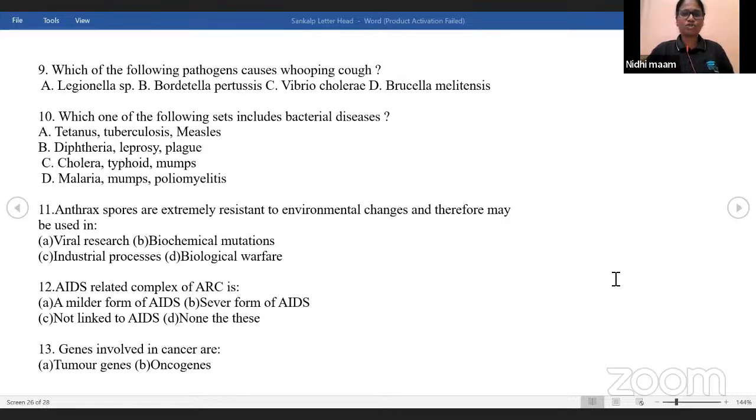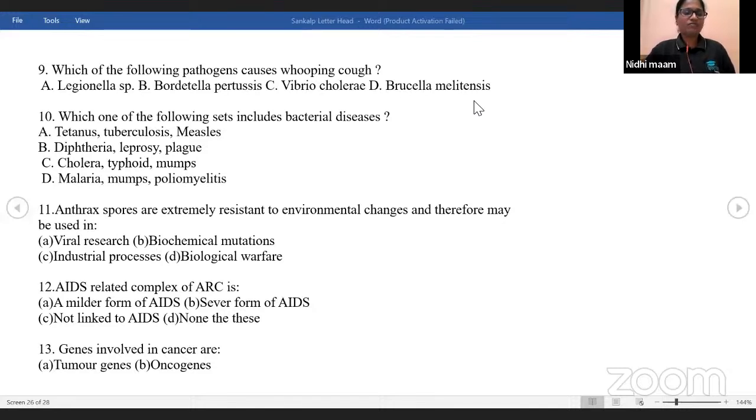Which of the following pathogen causes whooping cough? Yes, YouTube students. Fine. B. Bordetella pertussis is an organism which causes whooping cough.